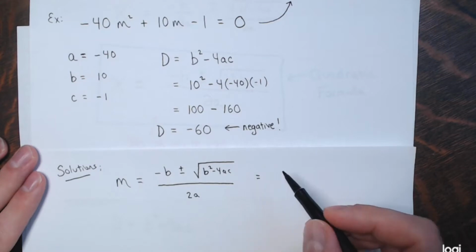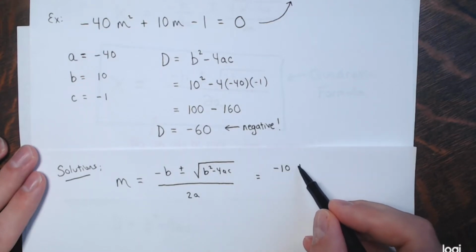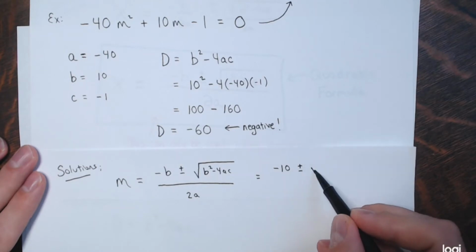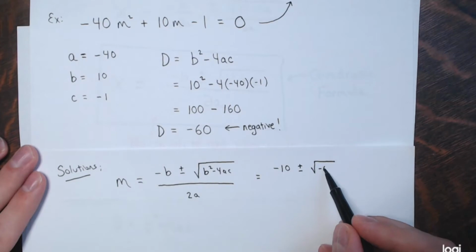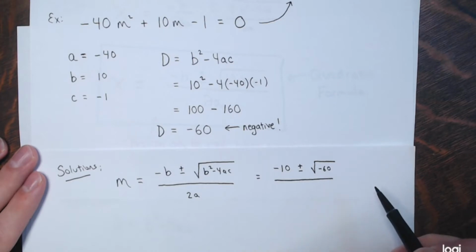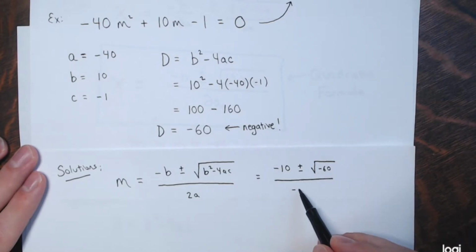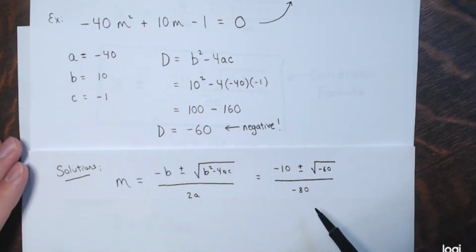So this would be the opposite of b, so -10, then plus or minus the square root of the discriminant. Now we already found the discriminant was -60. So that's b squared minus 4ac. And then all this divided by 2 times a, that'd be 2 times -40, so -80.